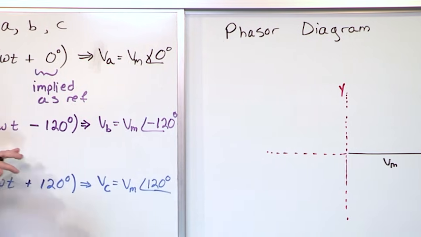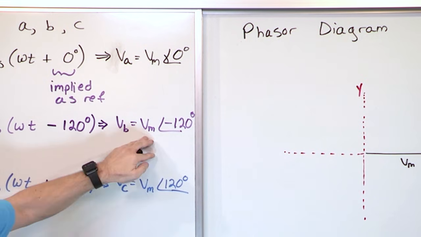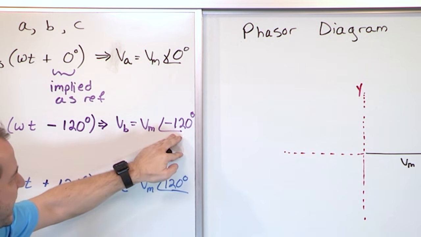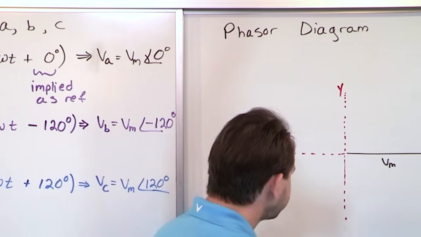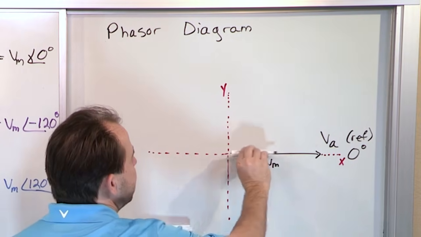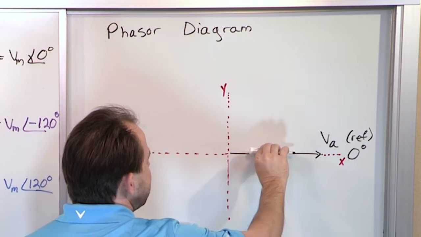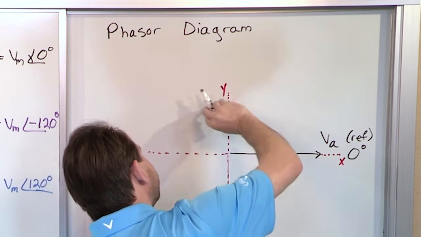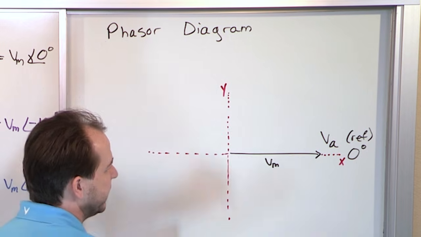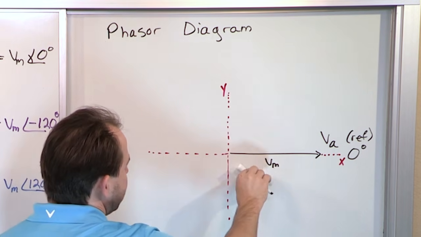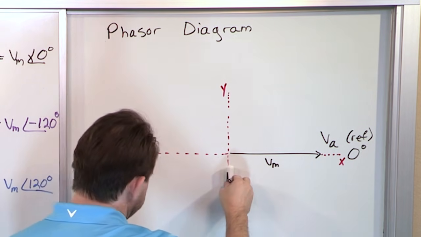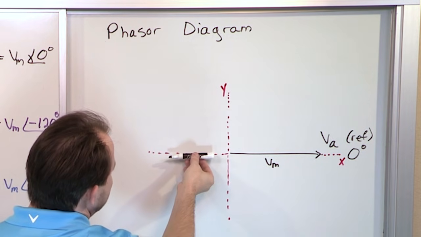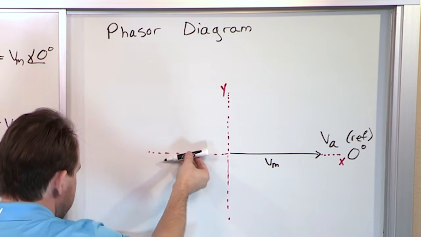Now when we go over here, we said phase B is the same magnitude, of course, but at an angle of negative 120 degrees. Now if you look over here, this arrow is pointing at 0 degrees. These are negative angles going this way, and these are positive angles going this way. Remember all that stuff from trigonometry. So if you go this direction, this is actually negative 90 degrees. If you were to go all the way here, this would be negative 180 degrees. We don't want to go that far.